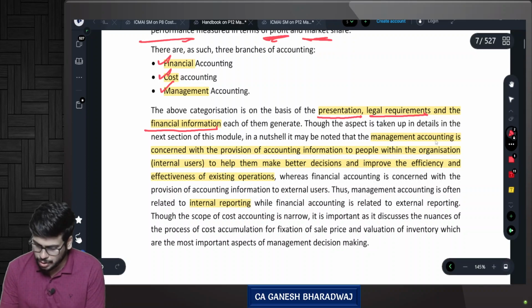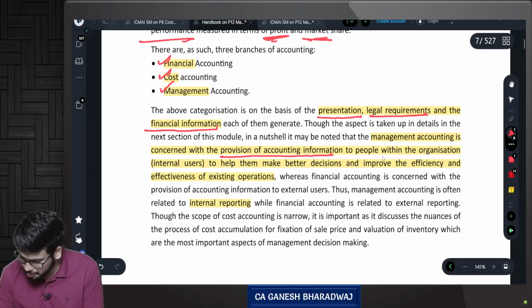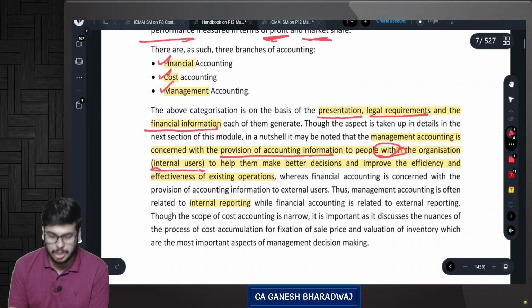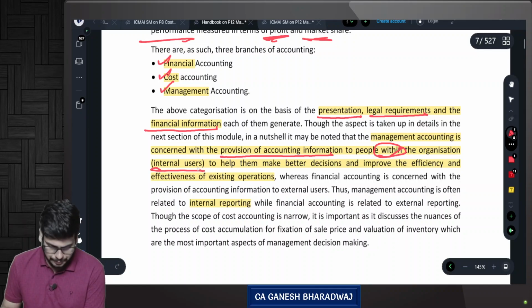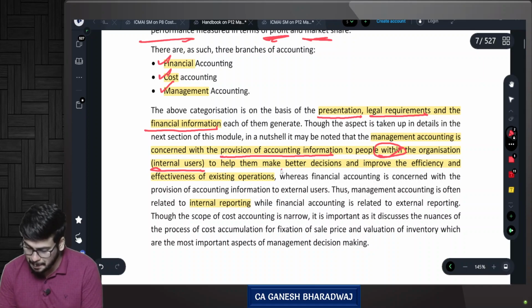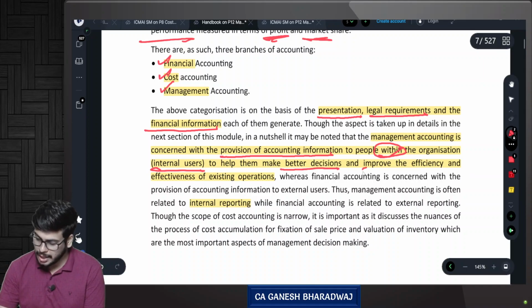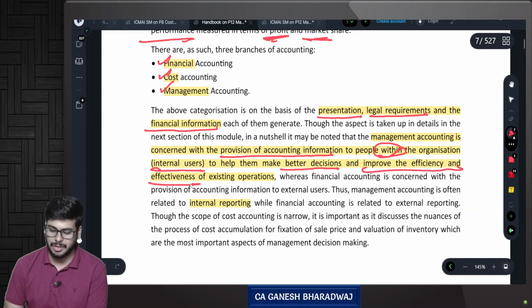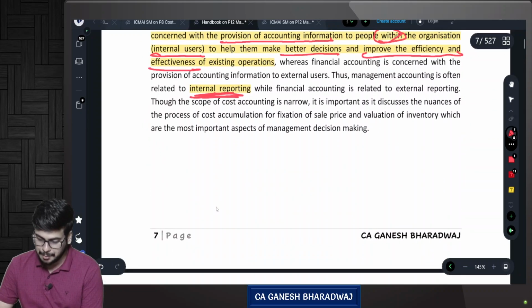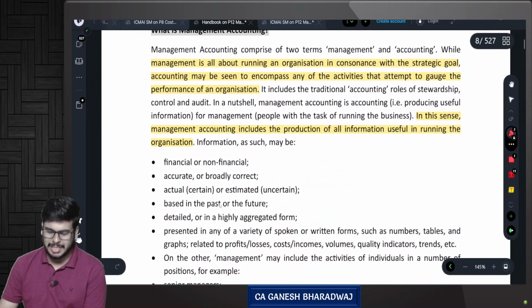And management accounting is concerned with the provision of accounting information to the people within the organization. Internal users, typically the management, to help them make better decisions and improve the efficiency and effectiveness of existing operations. So it is often related to what? Management accounting is often related to internal reporting. Are you clear with this? So what is management accounting?